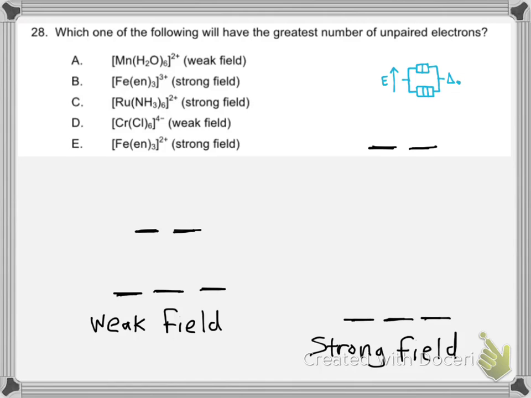In this problem, we're looking for the greatest number of unpaired electrons given weak field and strong field ligands. So let's take a look at choice A. You'll recall this is a 3-step process. The first step is finding the oxidation state on the central metal, in this case manganese. So since H2O is a neutral ligand, that means manganese is in its 2+ oxidation state.